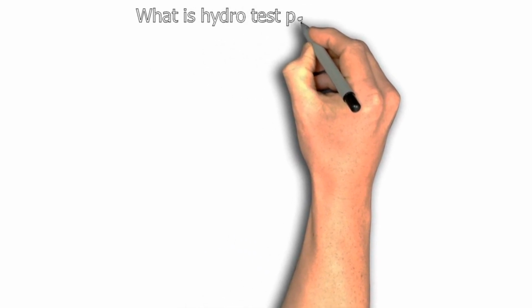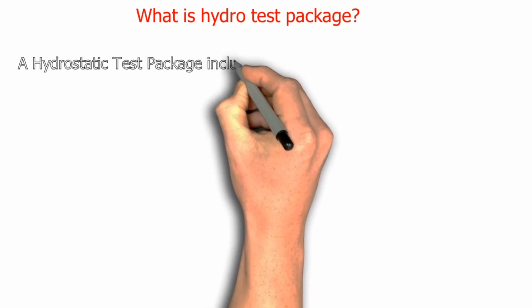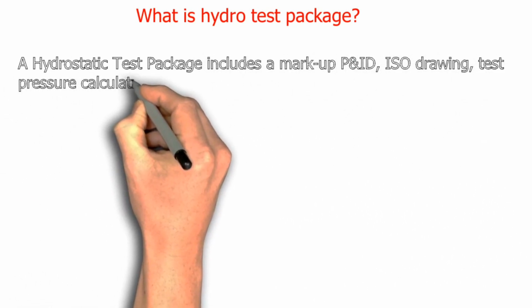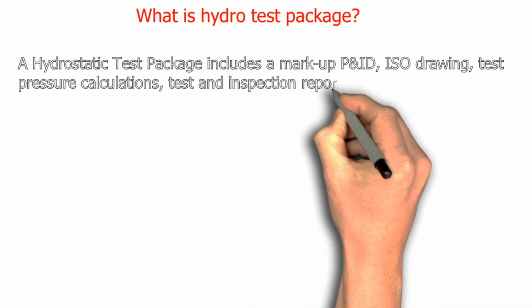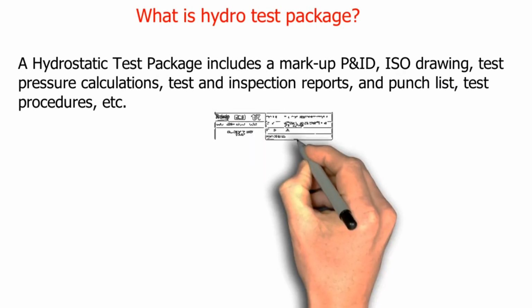What is a hydro test package? A hydrostatic test package includes a marked-up P&ID, ISO drawing, test pressure calculations, test and inspection reports, punch list, test procedures, etc.